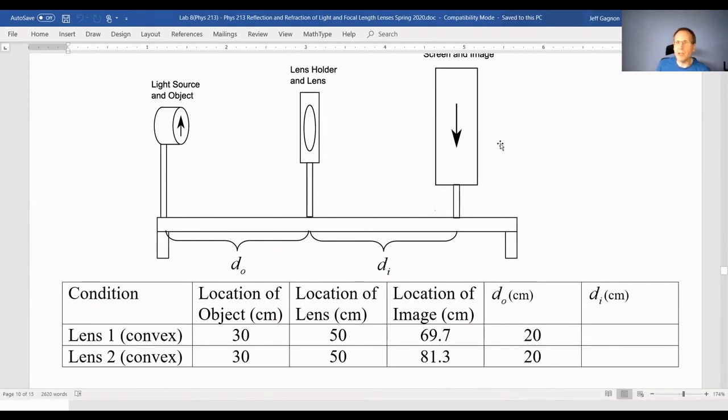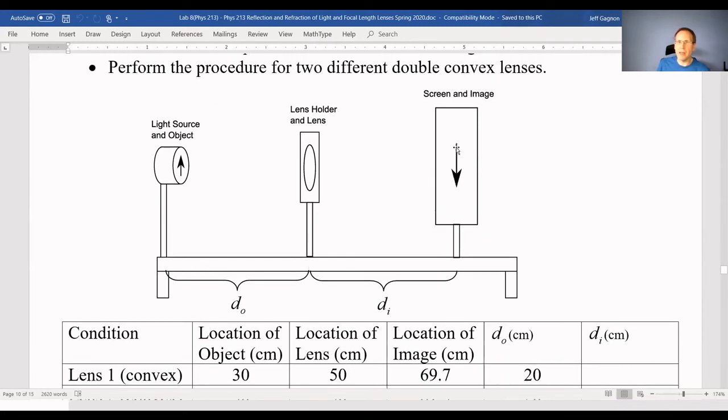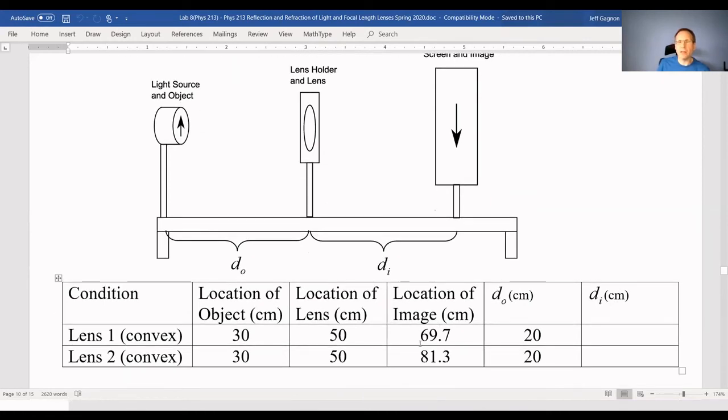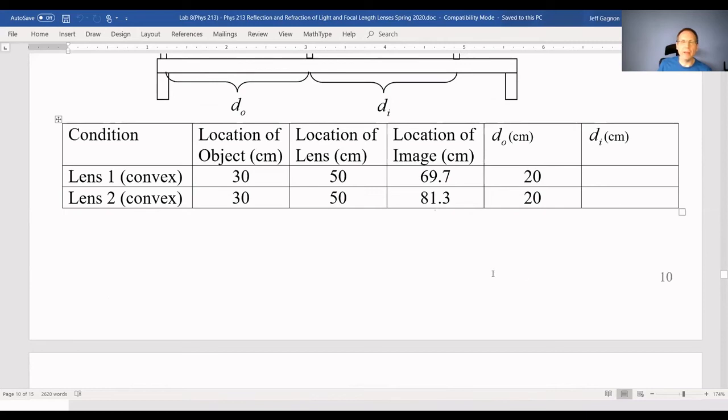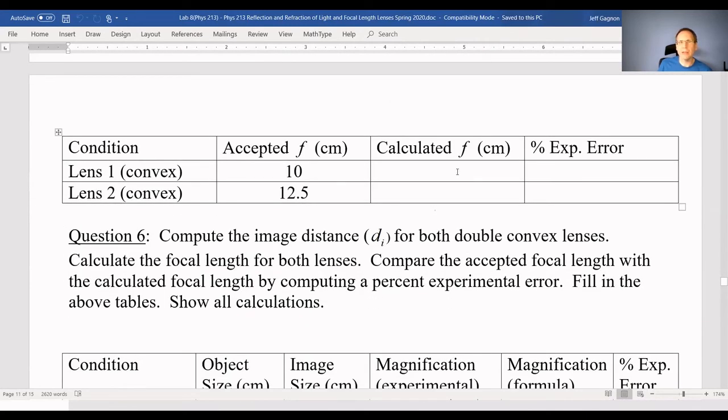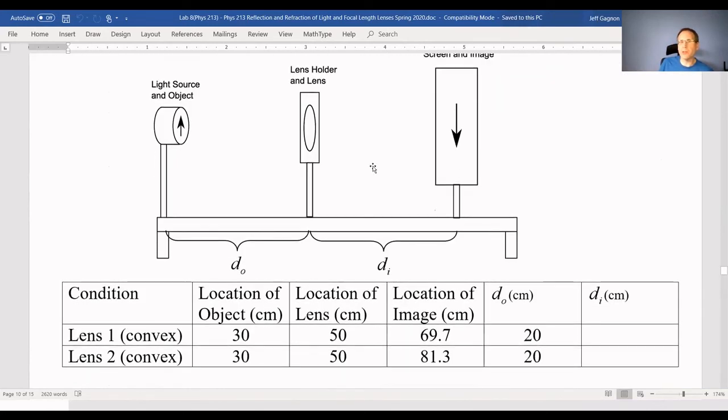Then I moved the screen, and again, you guys will see this in the video. I moved the screen so that the image was focused. And then I can take that location, wherever the screen is, and subtract the location of the lens, and that will be the image distance. So I'll have you guys calculate that. And then once you have that, we can calculate the focal length of that converging lens. In fact, we actually did this for two different converging lenses. We did a 10 centimeter converging lens and a 12.5 centimeter converging lens. So lens one is a 10 centimeter one, lens two is a 12.5 centimeter one.